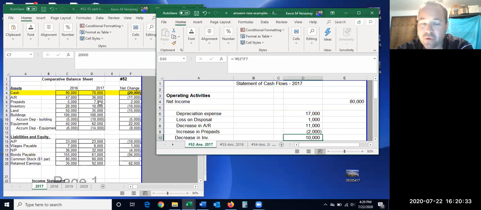It's easiest just to remember that if your current assets go down, your cash goes up. That's the easiest way to think about it when you get started. And if your current assets go up, that means you spent money and bought some stuff or your clients didn't pay you, and then your cash goes down.